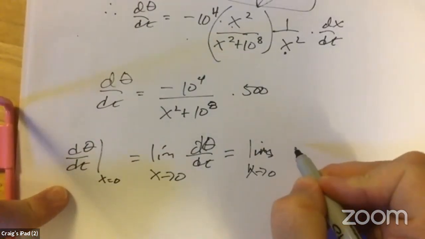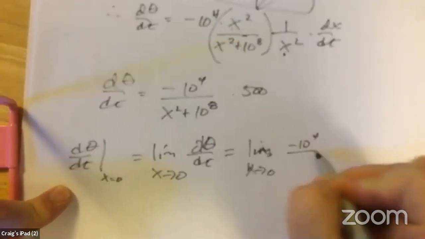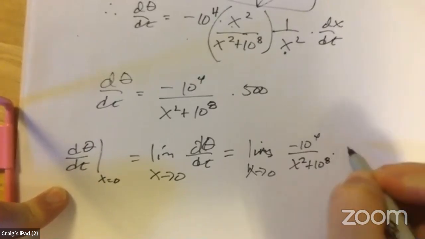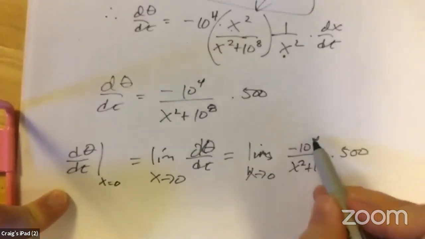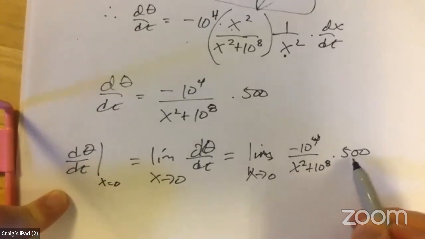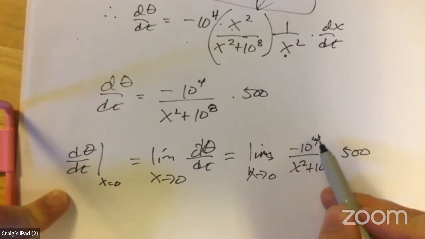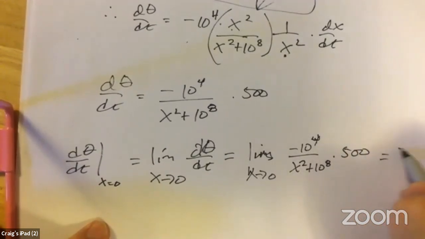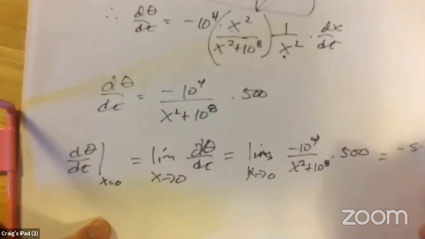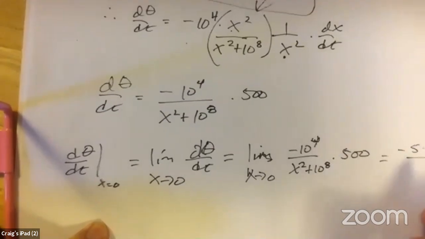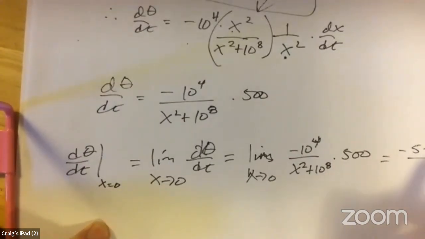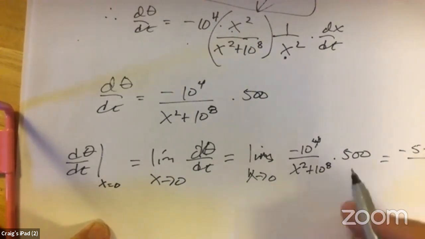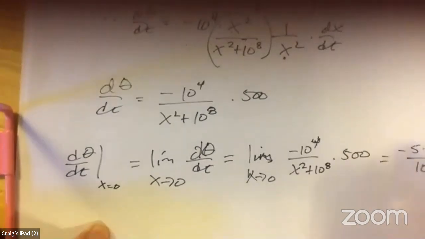We just have minus 10 to the 4th over x squared plus 10 to the 8th times 500. And if I was a little cleverer than I am, I would have taken those two zeros and put them in x to the 6th power with a 5. So I'll do that last: it's minus 5 times 10 to the 6th power, just 5 with 6 zeros after it. And then divided by, as x goes to 0, that one's 0, divided by 10 to the 8th.